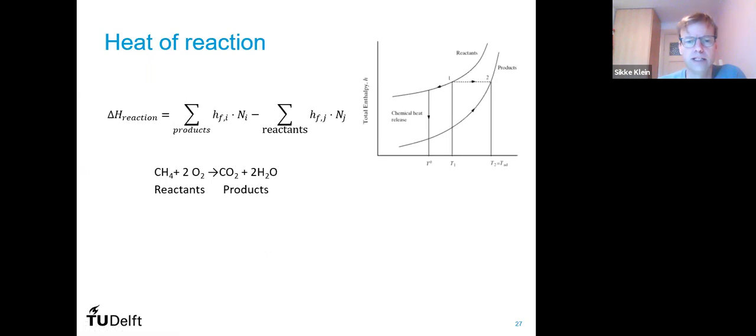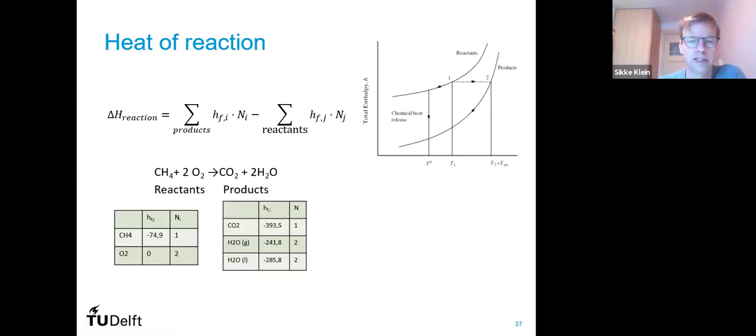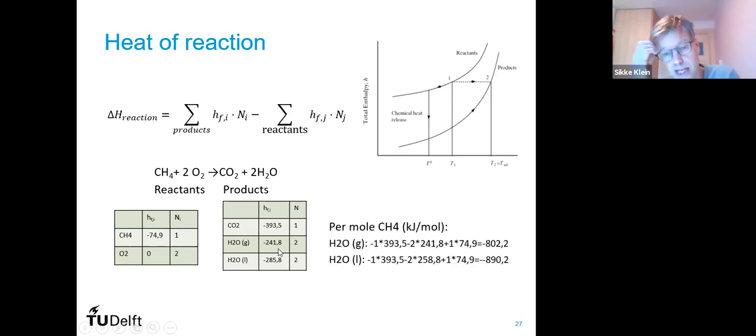So the reactants are, in this case, the CH4 and O2, and then the products. Well, you can get all these numbers from all kinds of sources. You know the stoichiometric ratio we just discussed. And if you work that out in this case, per mole CH4, we can look at these tables.